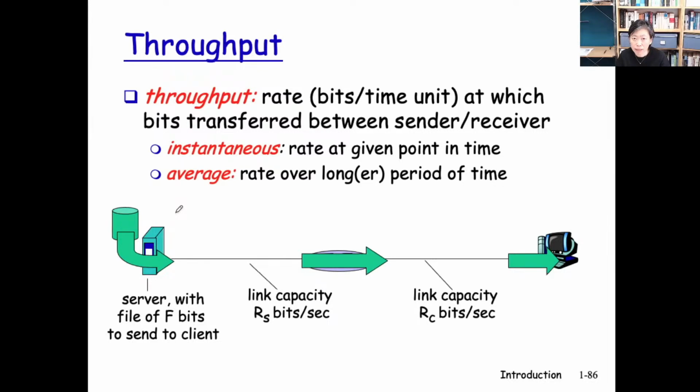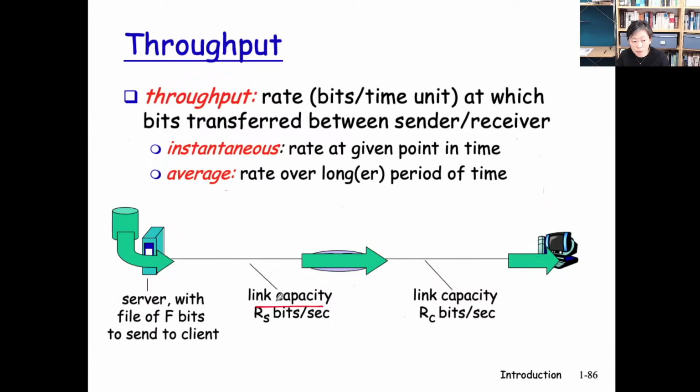Now let me elaborate the example a little bit more. This is the sender, this is the receiver. The sender is essentially a file server hosting big files. Let's say a file of F bits is being sent over to the client requesting the file. So we're talking about just the file download, not the request part. Connecting the server and the client, we have one link, one switch, and another link. So it's a two-hop network.